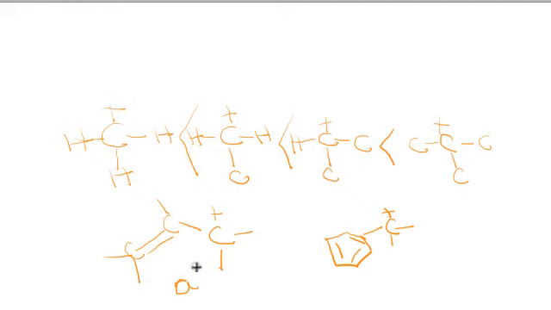allylic and benzylic systems. Allylic is when you have a carbocation on a carbon adjacent to a C-C pi bond. Benzylic is when you have a carbocation adjacent to the pi bonding system in a benzene ring.